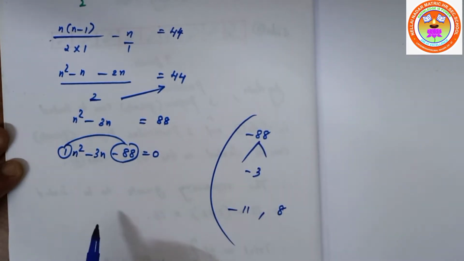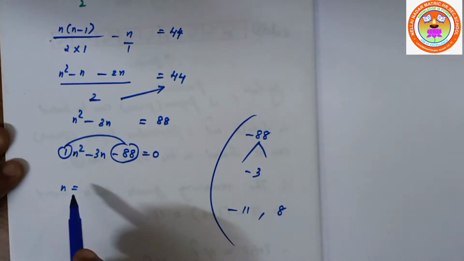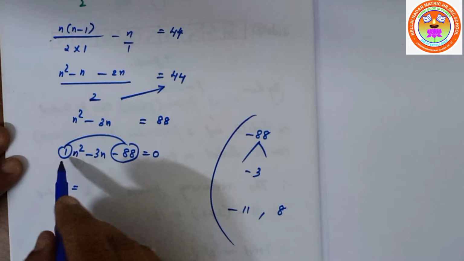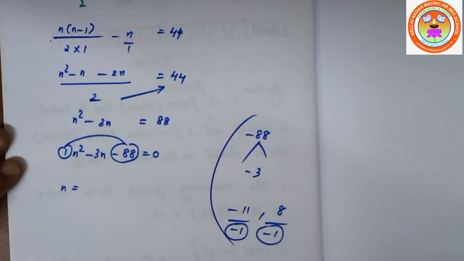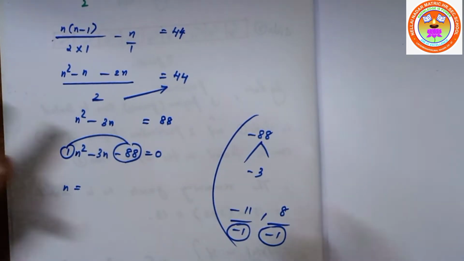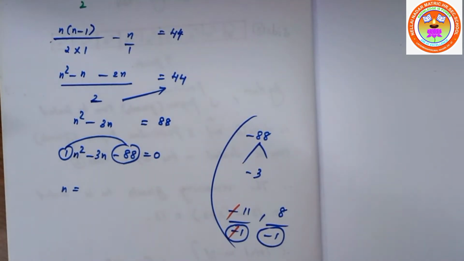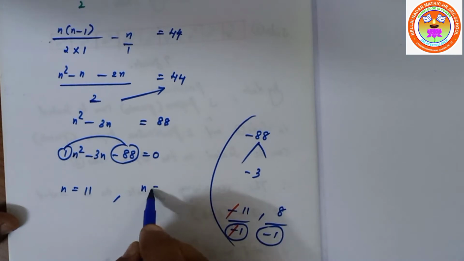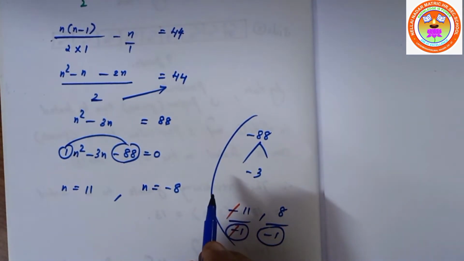Yes, for finding the values of n directly, consider the coefficient of n squared, that is 1. You have to change the sign and 1 becomes minus 1, in the denominators of both the numbers. Then it can simplify, minus minus get cancelled. Yes, 11 by 1 is equal to 11, and n is equal to 8 by minus 1, that is equal to minus 8.